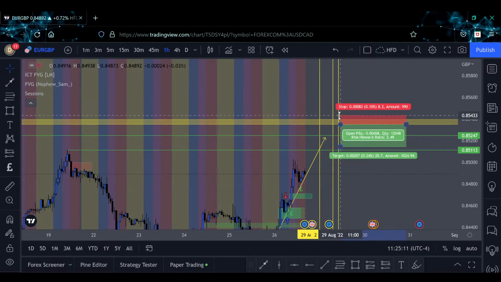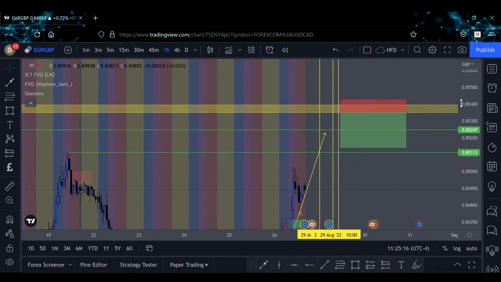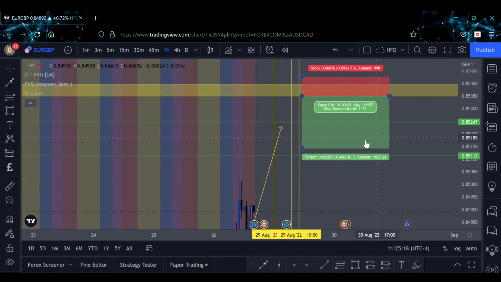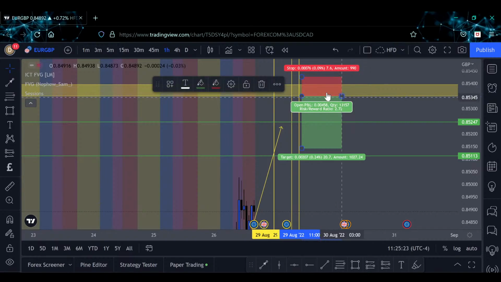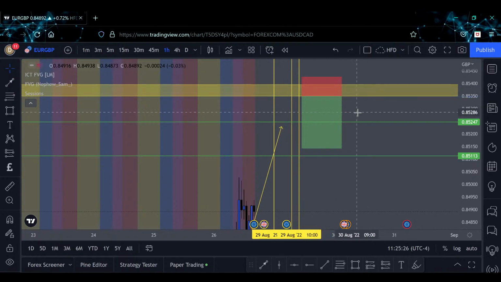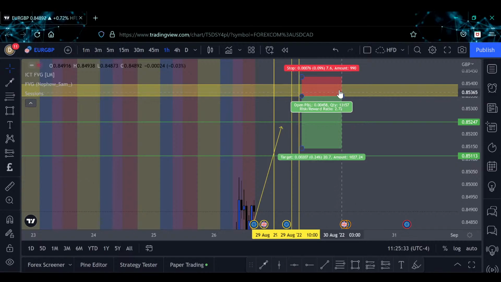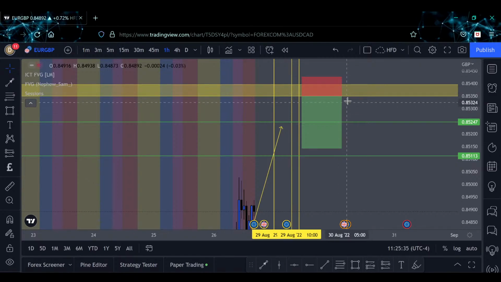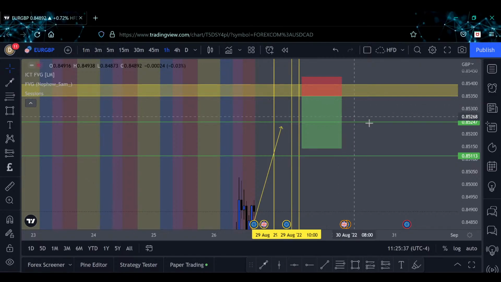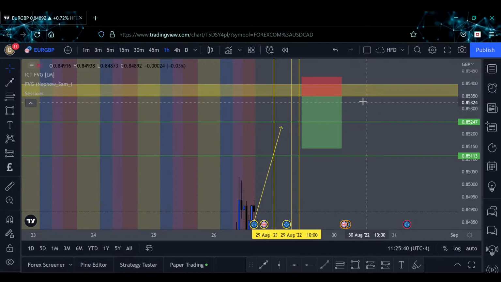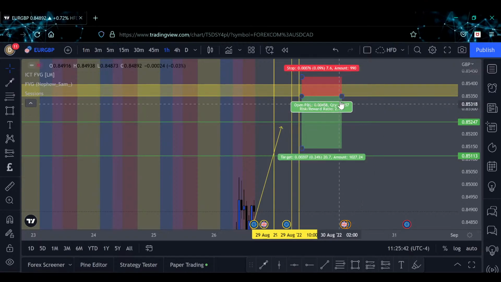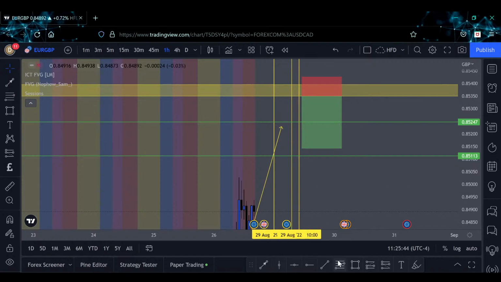So stop loss would be just above, although you would wait for some sort of breakdown pattern to appear. You'd look for some displacement, so a big down candle with a fair value gap. Wait for price to come back into this and then take your sell.